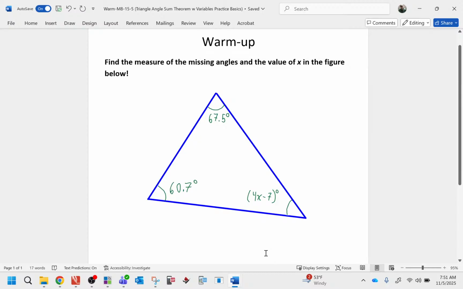Here is your warm-up. Find the measure of the missing angles and the value of x in the figure below. You're going to want to pause the video, work through that, and then unpause because these guys are ready to go. So pause it. Do it. Did you do it? Did you pause it? You should have. All right, here we go.